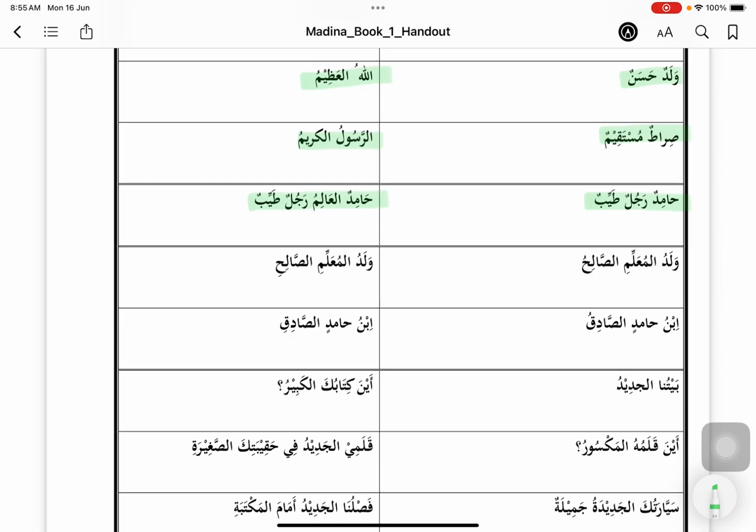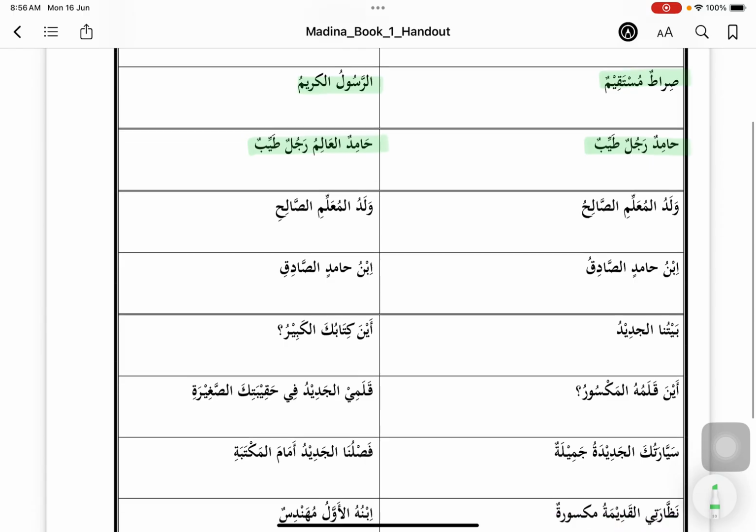Hamidun al-alimu rajulun tayyibun. Okay, now here we have two adjective relationships. Hamidun al-alimu. Which Hamid? The alim. The Hamid who's an alim. The alim Hamid in English, right? We are describing Hamid with al-alim, which is an adjective. The scholarly Hamid or the knowledgeable Hamid, rajulun tayyibun, is a good man. Again, tayyibun is describing rajulun. Rajulun tayyibun, again another not man'ud relationship.